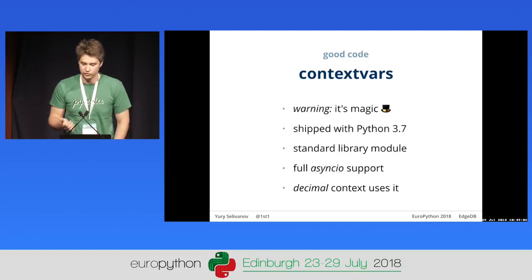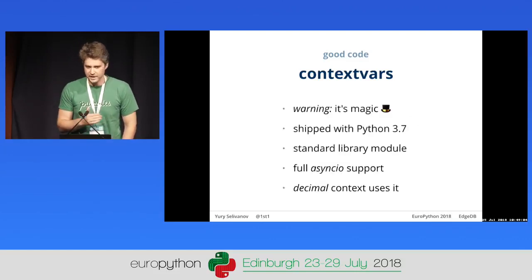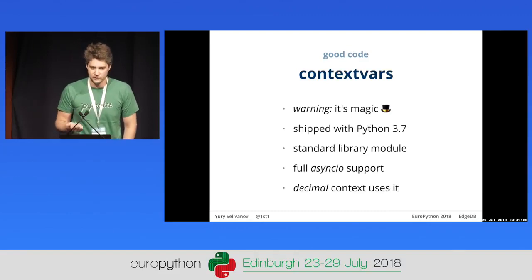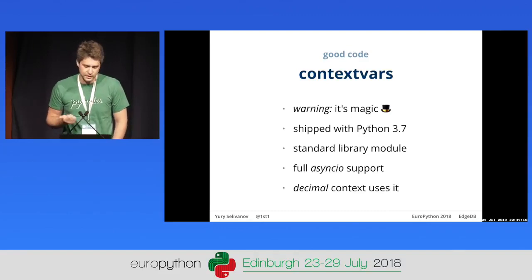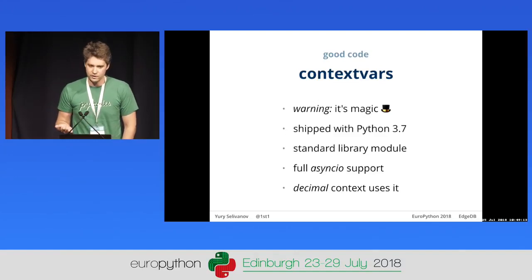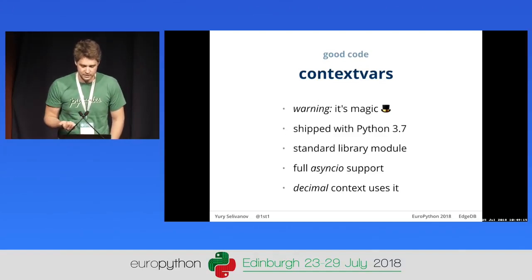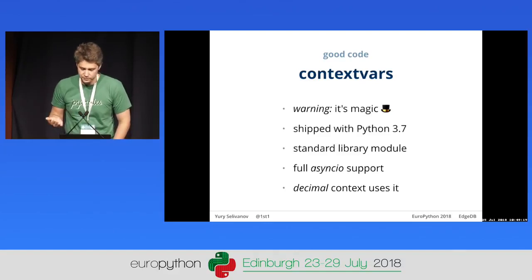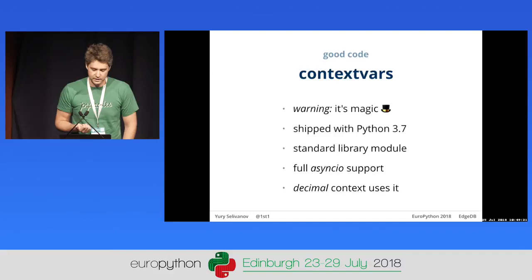So first of all, it's magic. And like with any magic, you shouldn't just use it because you want to. Because sometimes a global variable is good enough, or you can just use a keyword argument to your function and pass things explicitly. But there are some areas where you cannot really do that.